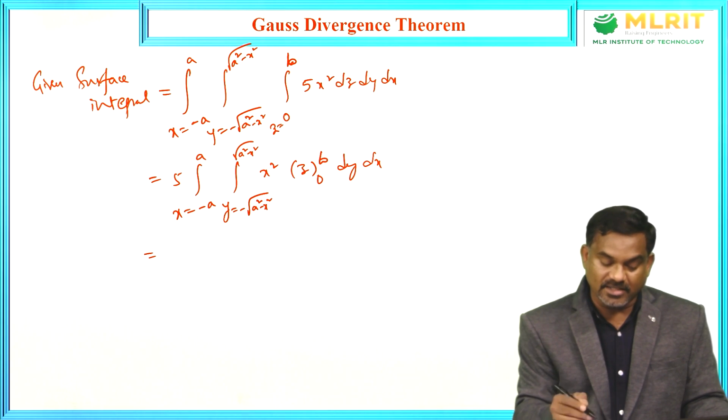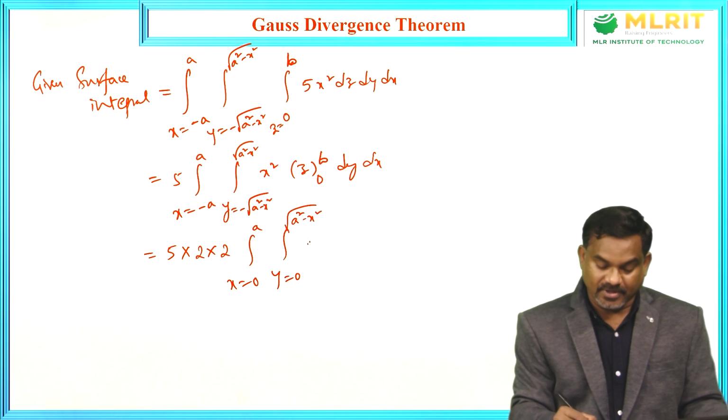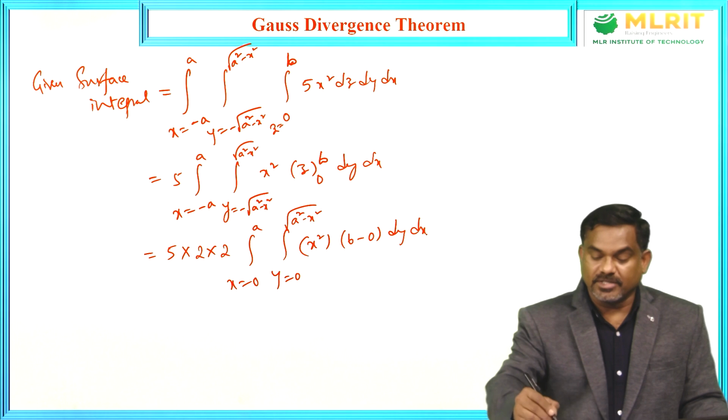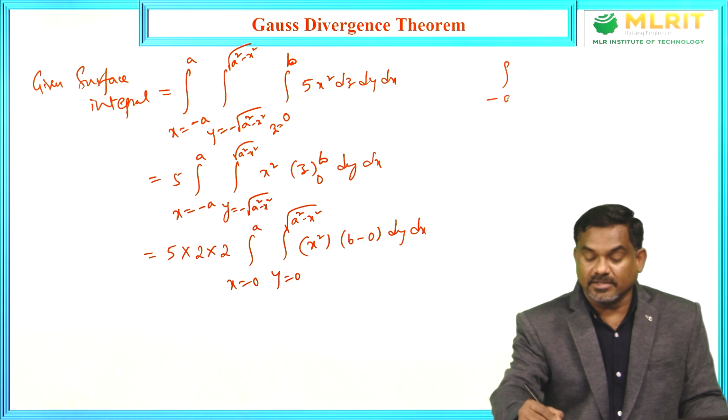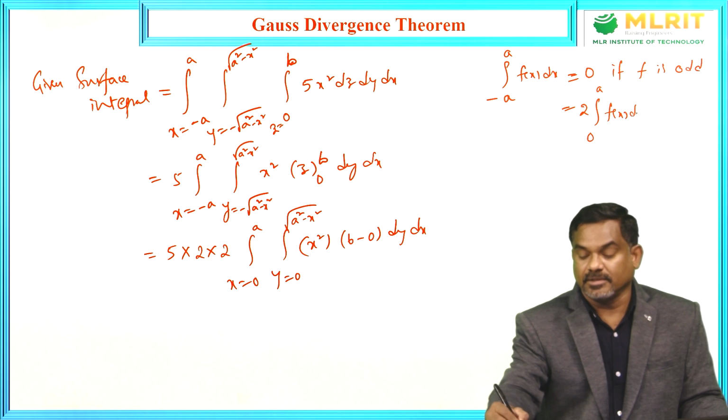So since the integrand is constant, we can write this as 5 into 2 into 2, x from 0 to a, y from 0 to root a square minus x square, x square into upper limit is b, lower limit is 0, dy dx. So what is the property? Integral from minus a to plus a, f of x dx is 0 if f is odd, and is equal to 2 times integral of 0 to a f of x dx if f is an even function.